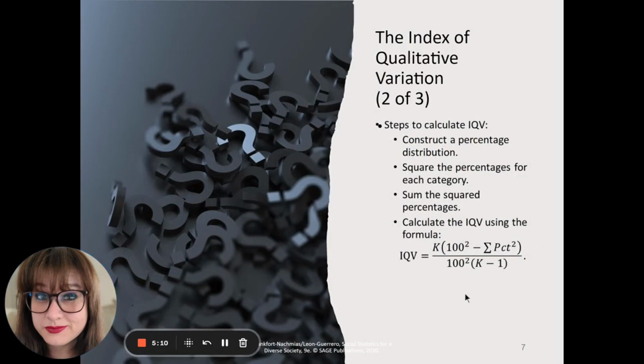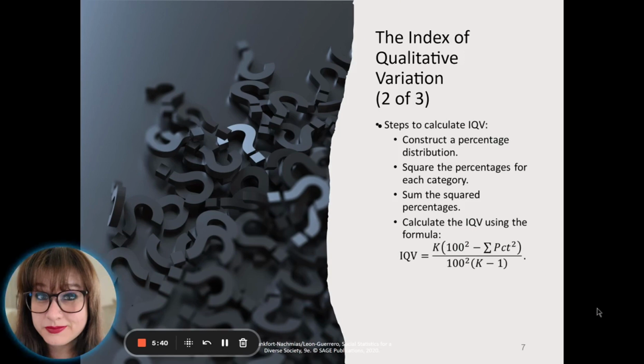And so what you have to do is create a percentage distribution. So we created frequency distribution tables and then converted those over to percentages. So you need to create that. Page 97 has a breakdown of that. And then you square them. Remember that it's like you multiply it by itself, right? If it's squared, you multiply that number by itself, so you have it twice. So in that case, you're squaring the percentages. You add those squared values up, and then you use this formula.